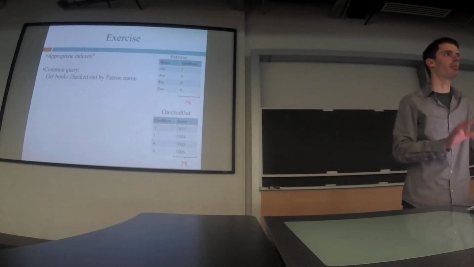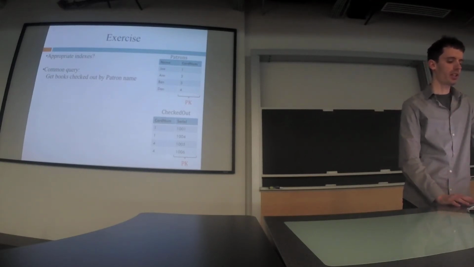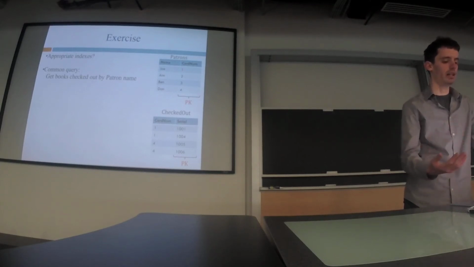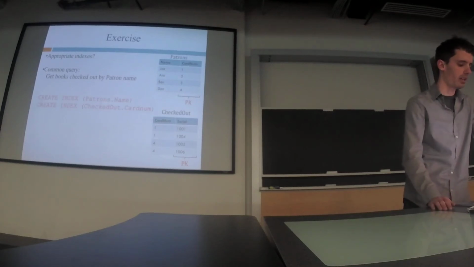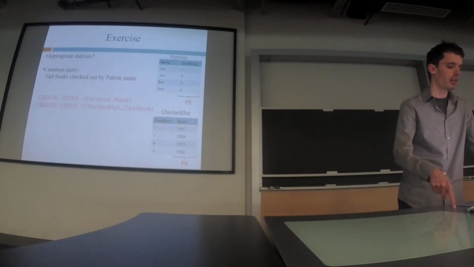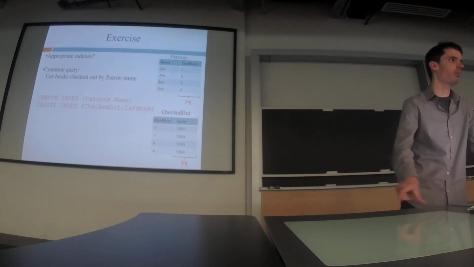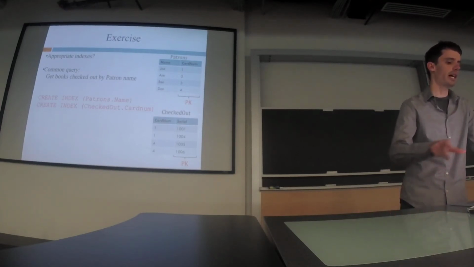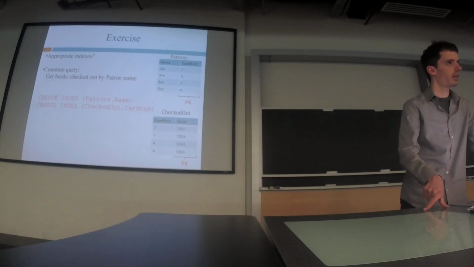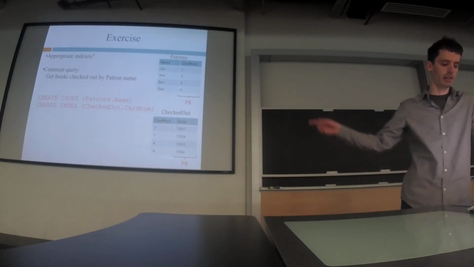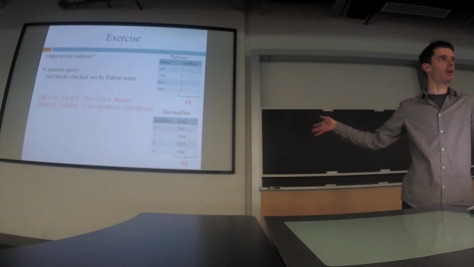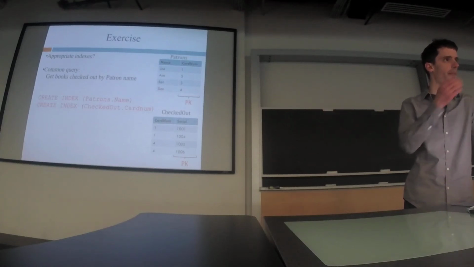It's maybe a little unclear, but the first thing we have is a person's name. So we need an index on name. That's going to make that lookup fast. And we additionally need one on checkedout.cardnum, because given the name we're going to have a card num, and we can use that to find the book. But the primary index doesn't help. The primary index is on serial.